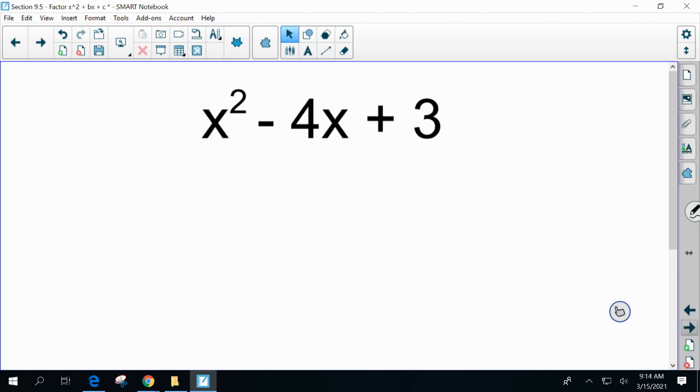Okay, so let's look at the next one. Minus plus is minus minus. So what are we trying to get in the middle? Are we adding or having a difference? We are adding to get the middle number. So factors of 3 that add up to be 4. 1 and 3. Or 3 and 1.